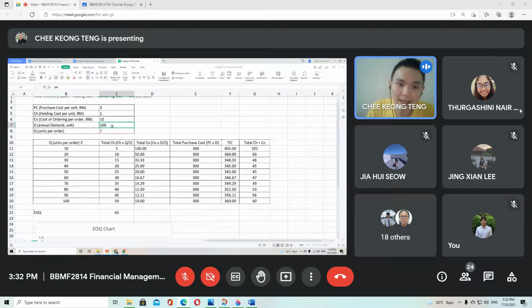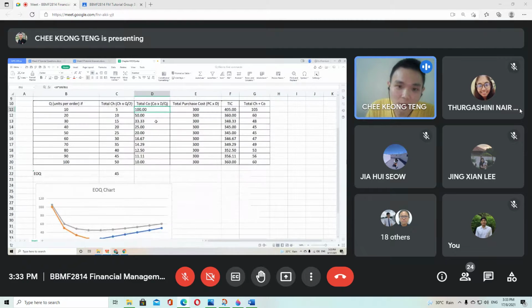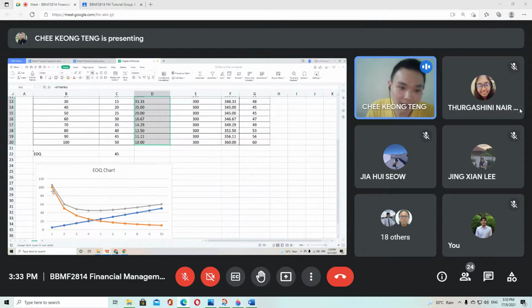Because in this case, annual demand is 100. In 1 year you need 100. Every time you order, only order 10 units. So in 1 year you order 10 times. 1 time 10 ringgit, 10 times 100 ringgit. Can you understand how to calculate this? CO times D divided by Q. D divided by Q is basically how many times you order in 1 year. Times CO is 10. Every time you order, you need to pay 10 ringgit.